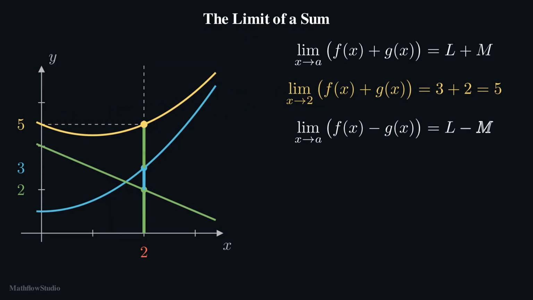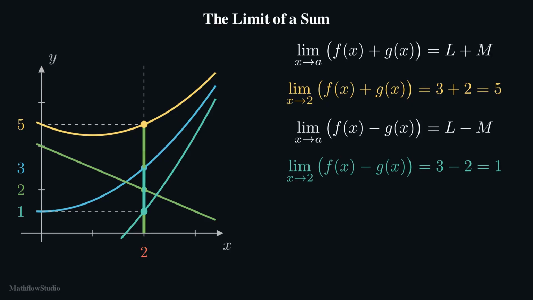Subtraction follows the same argument with the second height reversed. The difference of the two limits is 1, and the difference function passes through that height. Neither law applies unless each limit exists on its own.